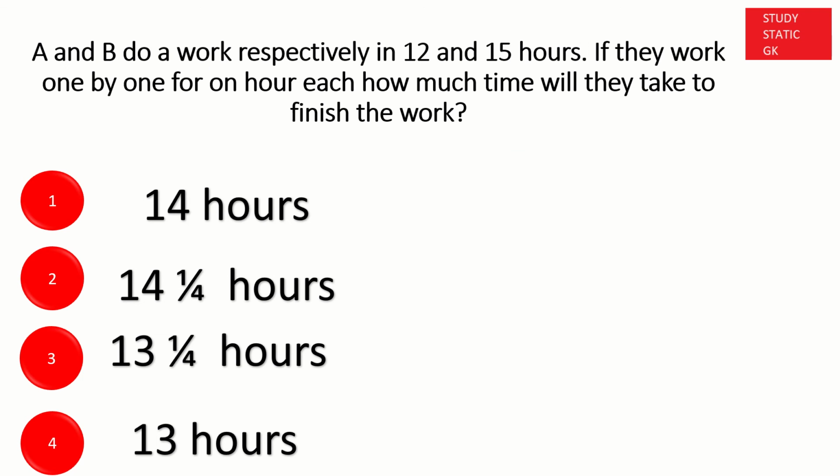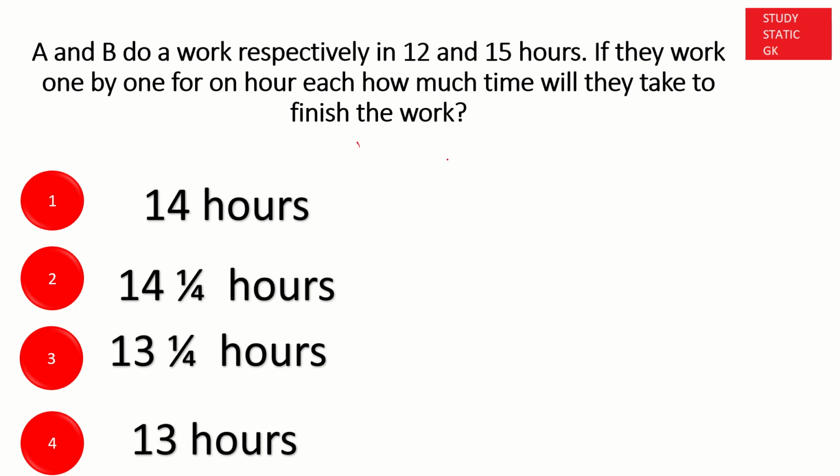So, A and B do a work respectively in 12 and 15 hours. If they work one by one for 1 hour each, how much time will they take to finish the work? So one by one each hour. So let us assume if they work one by one each hour, then how much time they will take to finish the work.